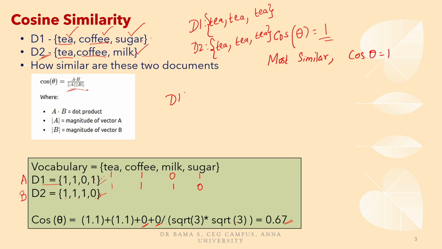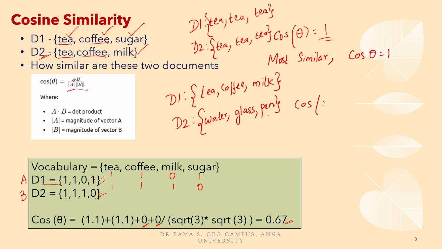Suppose we take D1 as tea, coffee and milk. Another case would be water, glass and pen. All the three words here and here are dissimilar, it is not the same. So, your vocabulary would consist of more number of words, and in this case if you take, the cosine similarity is going to be 0.